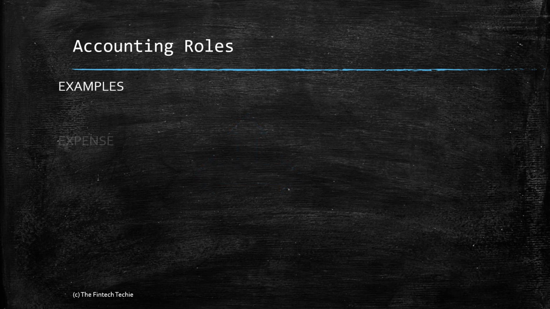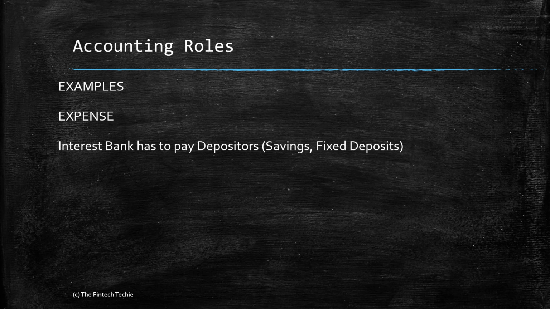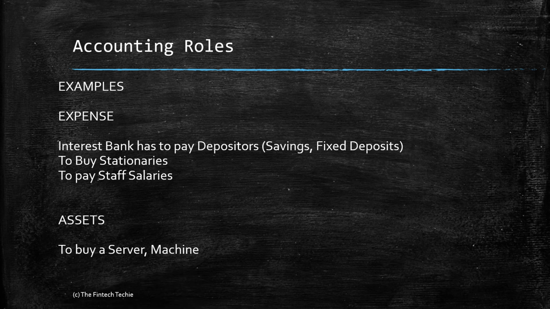So let's take some examples. The first examples would be the interest a bank has to pay back to depositors, or buying stationery, because they are consumed within the balance sheet period, or paying staff salaries monthly. Now an asset is something whose purpose is more long drawn. For example, to buy a server or a machine. That is money spent to buy something which will be useful for not just 1 year but maybe 5 or 10 years. Another is the principal amount of a loan which is extended to customers, because the customers can pay back after 10 years or 20 years. This way you're able to classify between expense and assets.